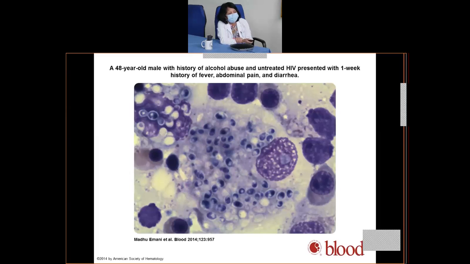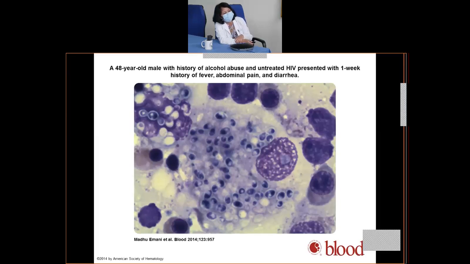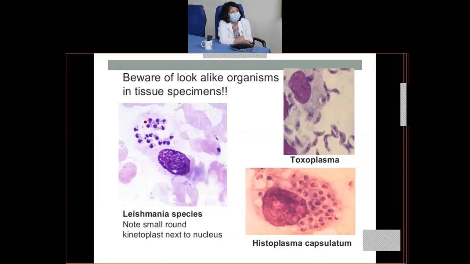Okay, so you can see these oval structures. These are actually the yeast cells of histoplasmosis. They may be present in the mononuclear cells or the polymorphonuclear cells, and the size is approximately 2 to 4 micrometer in diameter. So beware of look-alike organisms in tissue specimens.